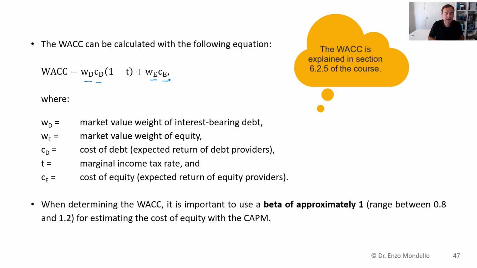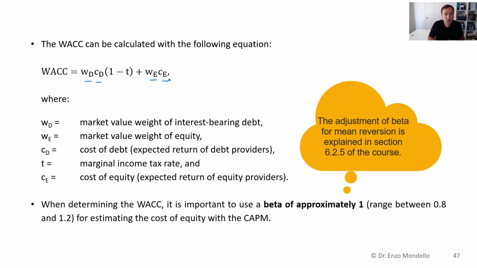The cost of equity is the expected return of the shareholders. To calculate it, we can use the capital asset pricing model, and here we use a beta which is approximately 1. We can take a value range between 0.8 and 1.2 for the beta, because the one-stage free cash flow to firm model is used for a mature company, and a mature company has approximately the same risk as the market.